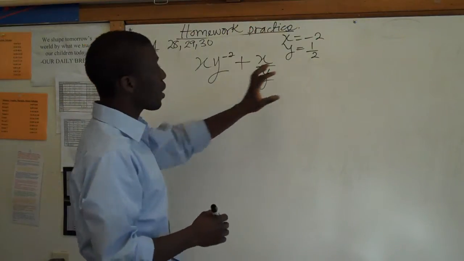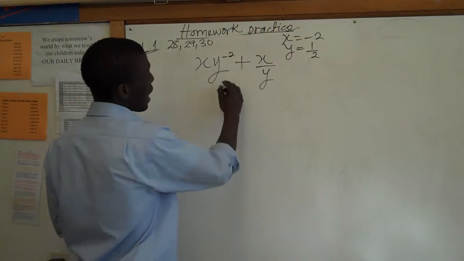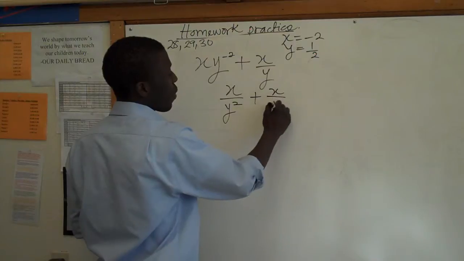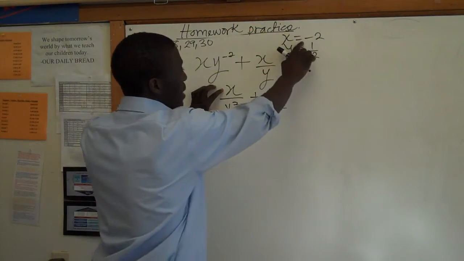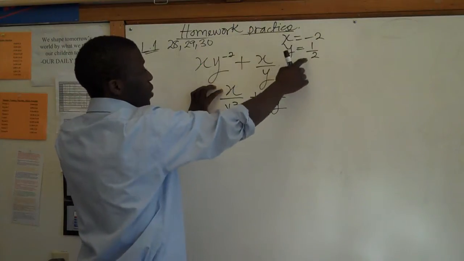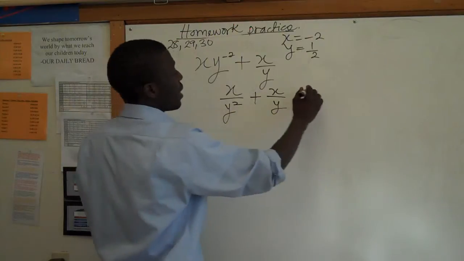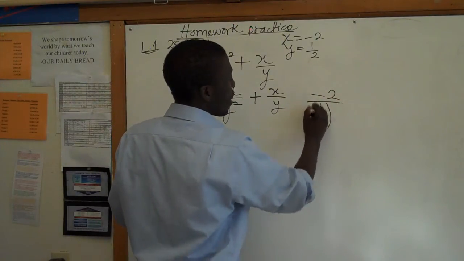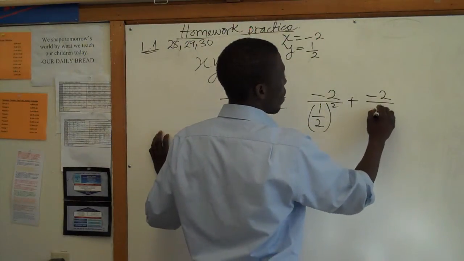What we need to do is to plug in those values. But before we do that, let's rearrange the left side. It's x over y squared plus x over y. So wherever you see x, you put negative 2. Wherever you see y, you put a half. And so all you need to do is substitute these values in. Minus 2 divided by 1/2 squared plus minus 2 divided by 1/2.